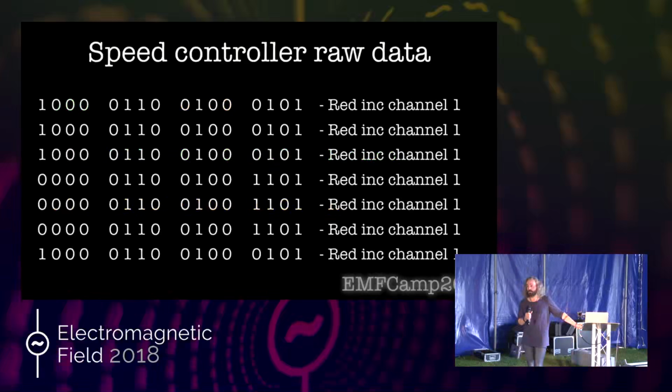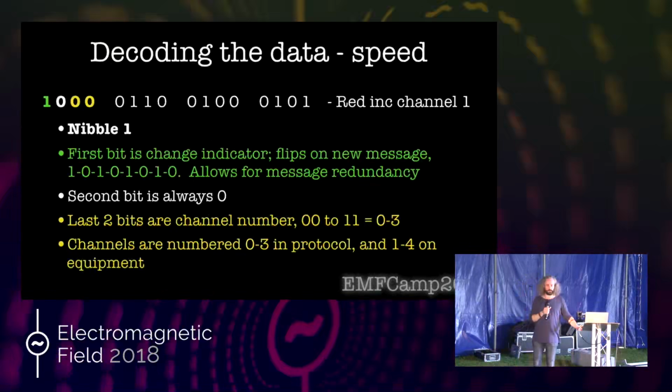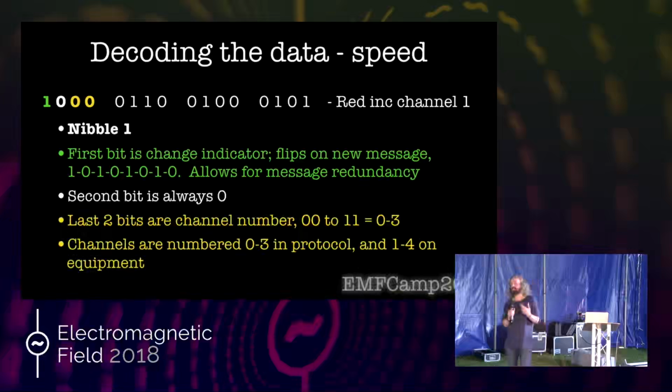The speed controller is slightly different. So you twist the dial around and you get these kind of patterns. Notice that for it increasing, we've got two different kind of patterns. The first bit changes, and I'll explain that. The first bit of the first nibble is a change indicator. And so only when that change indicator changes does the message get processed by the receiver, which means you can send the same message multiple times and only one of them will be acted upon by the receiver. So you've got message reliability that way.